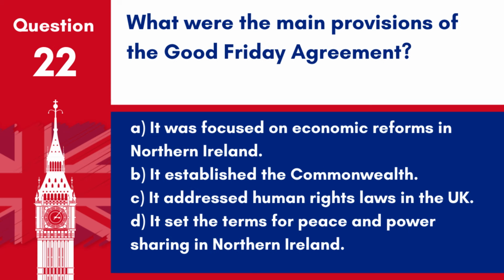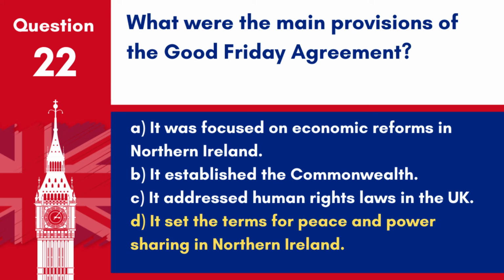Question 22. What were the main provisions of the Good Friday Agreement? A. It was focused on economic reforms in Northern Ireland. B. It established the Commonwealth. C. It addressed human rights laws in the UK. D. It set the terms for peace and power sharing in Northern Ireland.